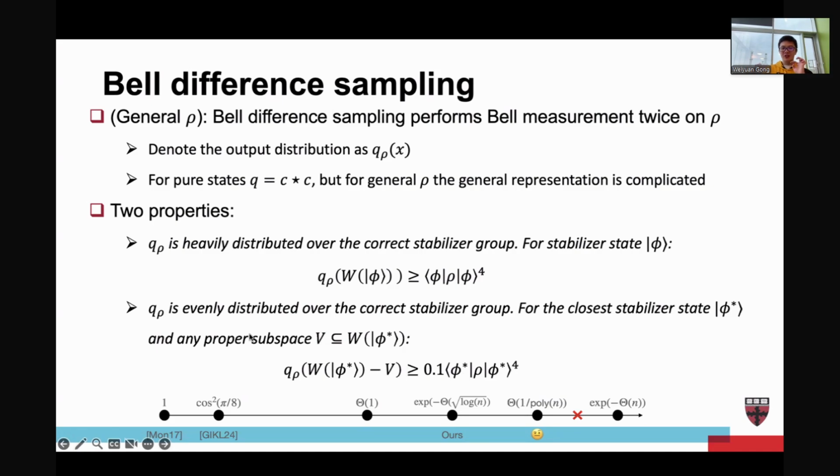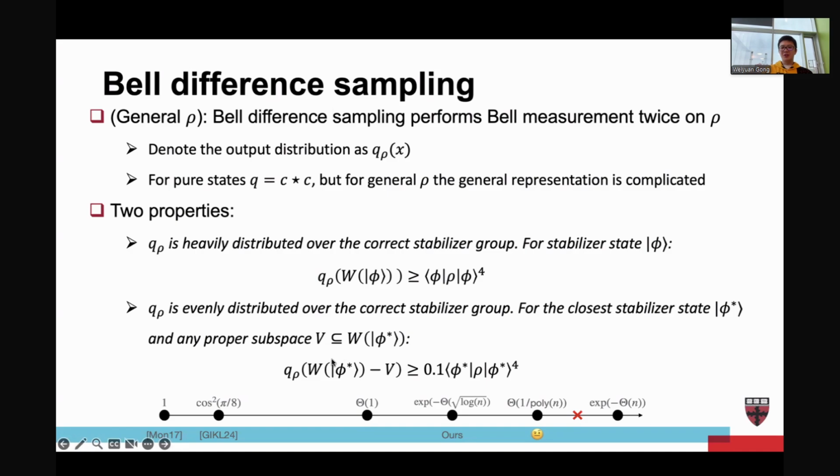And also Q rho is evenly distributed over the correct stabilizer group, which means that for the closest stabilizer state phi star and any subspace of the stabilizer group for this phi star, the support on the stabilizer group other than this subspace is larger than 0.1 times this value. You can roughly think of this: because V is a subspace of W, and W is n-dimensional, V is at most n-1 dimensional, and V contains at most half of the elements in W.